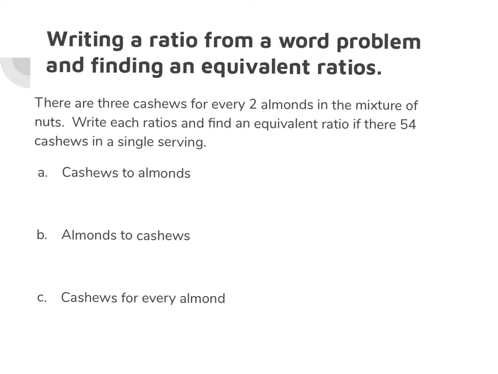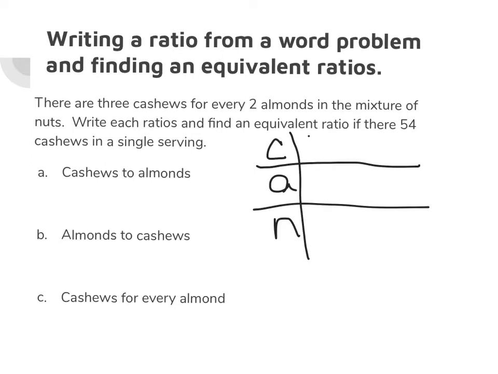The way I draw a table is I put cashews, almonds, and the total number of nuts. In this case, cashews is 3, because that's what it's telling us here. Almonds is 2, and all I have to do to find the total is 5. So if I only had 3 cashews and 2 almonds, then in a serving or mixture of nuts, it's going to be only 5 nuts. Let's go ahead and talk about the other number.